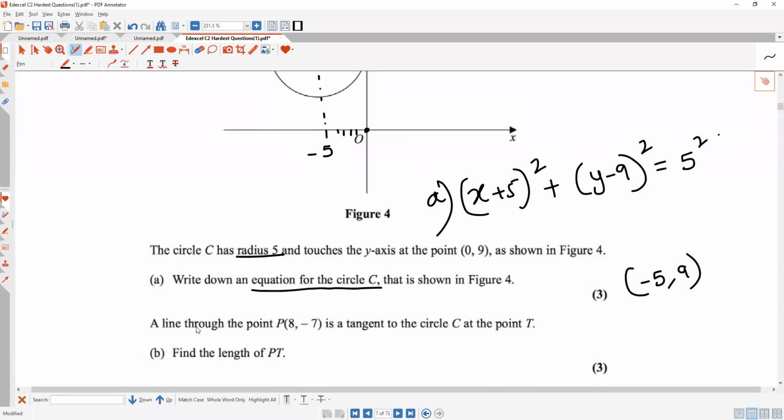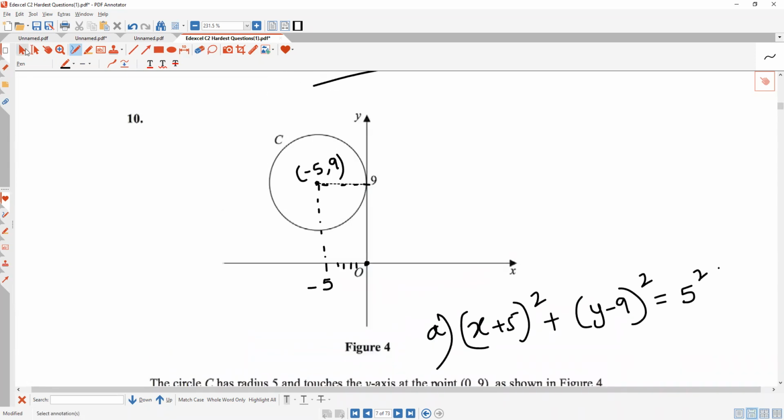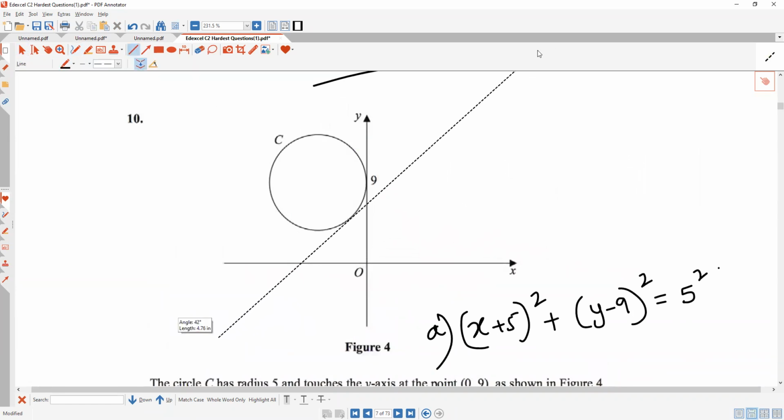A line through point 8, -7. Now I don't know where 8, -7 is. You know what? Okay. It is a tangent to the circle at C. Fine, not an issue. And at point T. Okay, find the length of PT. Now they said the line L, a line through point 8, -7, is a tangent to the circle at point T. Okay, let me do one thing. Let me draw a tangent over here. Let me draw a tangent for you all. This is a tangent.